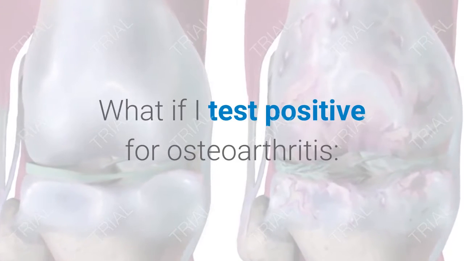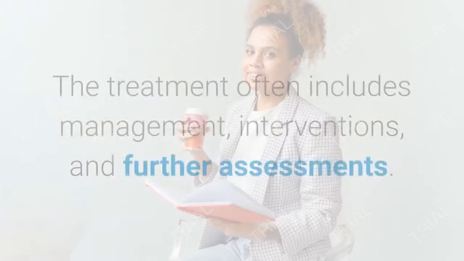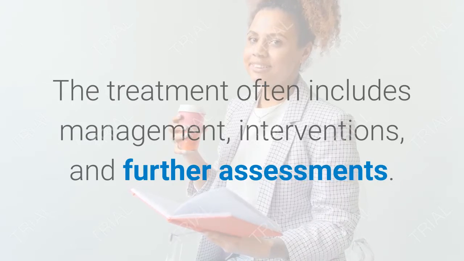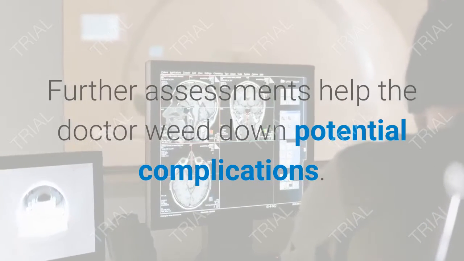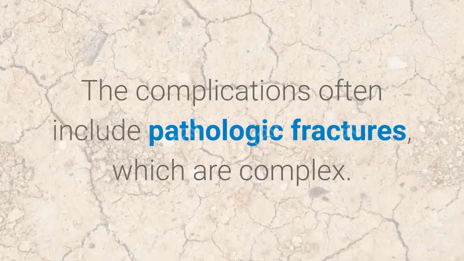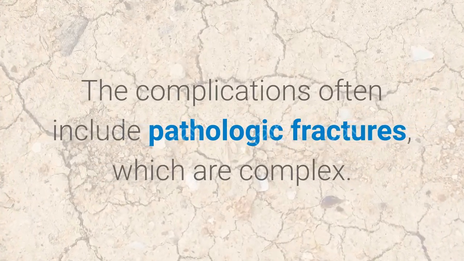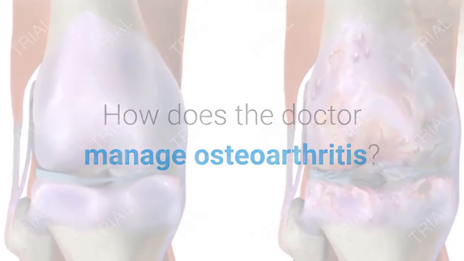What if I test positive for osteoarthritis? If you test positive, then the doctor considers treatment. The treatment often includes management, interventions, and further assessments. Further assessments help the doctor weed down potential complications. The complications often include pathologic fractures, which are complex. How does the doctor manage osteoarthritis?